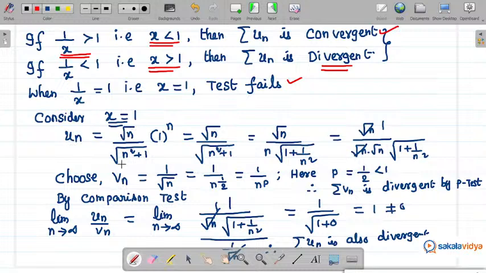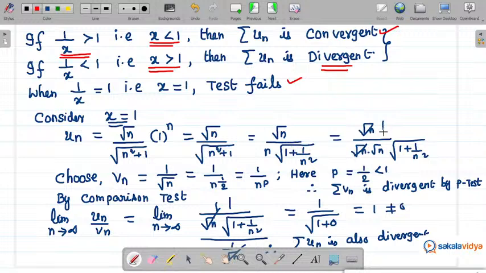We get root n by root of n square plus 1, 1 to the power of n. Taking n square common, you will get n, so root n by n into root of 1 plus 1 by n square. This n we can write as root n into root n, giving 1 by root n into root of 1 plus 1 by n square. So that means this is f of n by g of n. The degree of f of n is less than the degree of the denominator. We need to apply the comparison test.